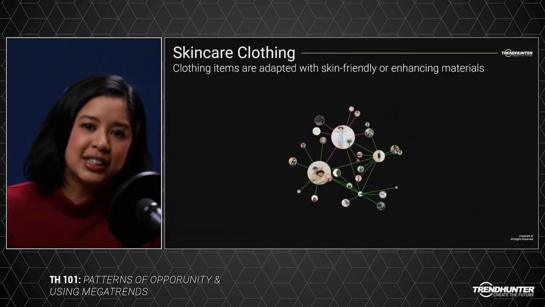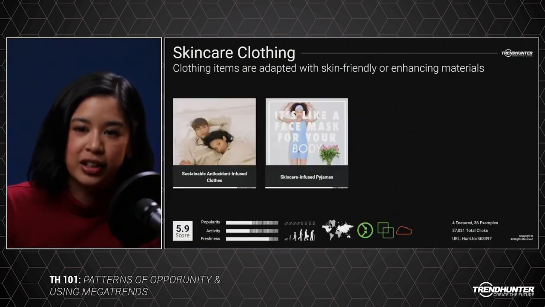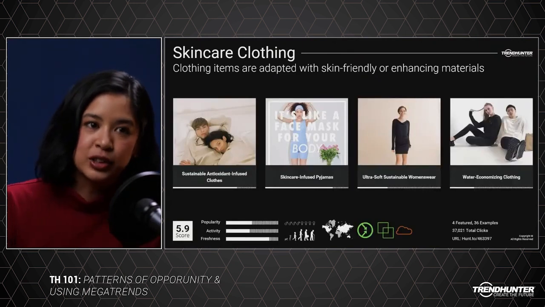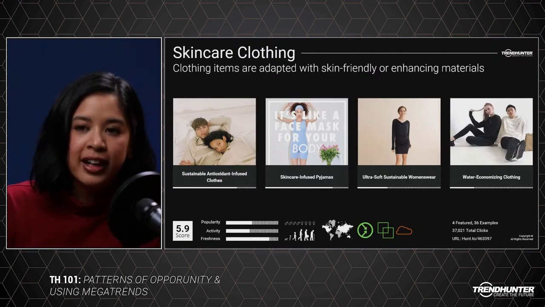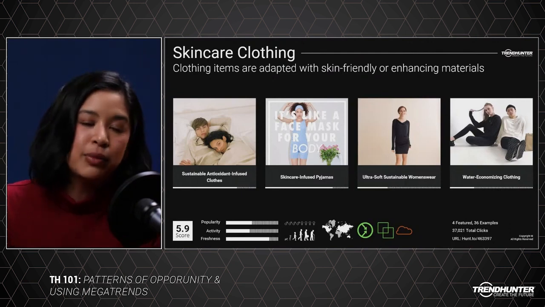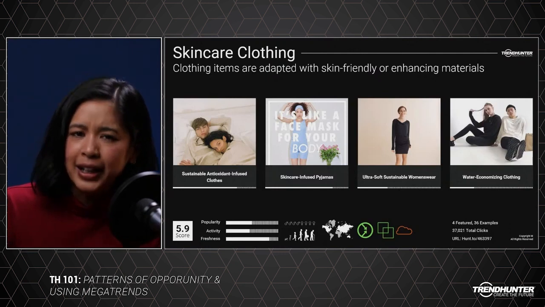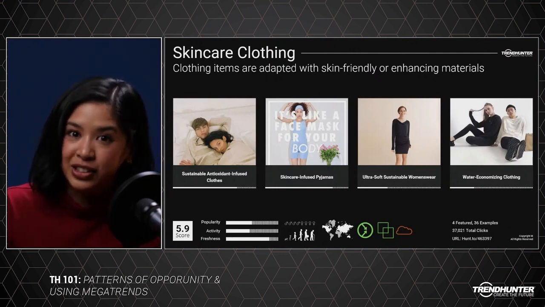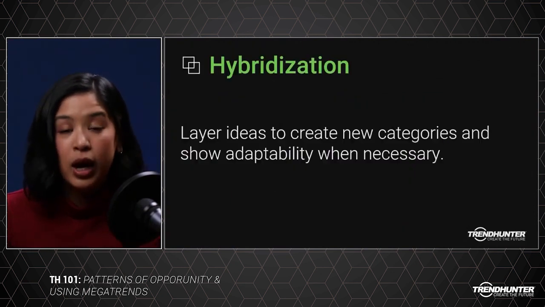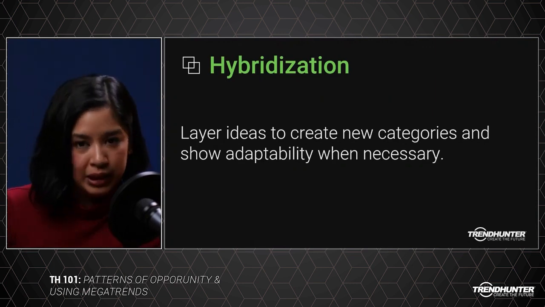Now, one example of this that I think is very interesting is skincare clothing. Here we see a hybridization of the ever-popular skincare industry, which really had a boom over the past couple of years as people focused more on self-care, and this idea of leisure wear, which of course also increased in popularity as many places were still on lockdown. Toronto still is to a degree. And so combining these two things, we see clothing items adapted with skin-friendly or enhancing materials. So hybridization is about layering ideas to create new categories and show adaptability when necessary.